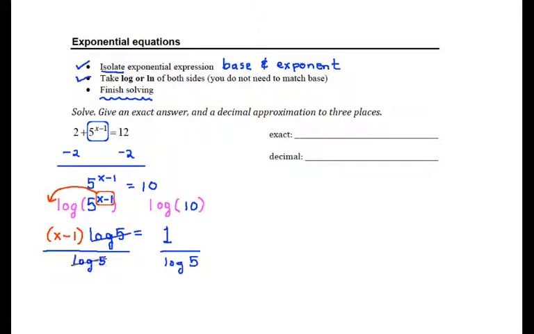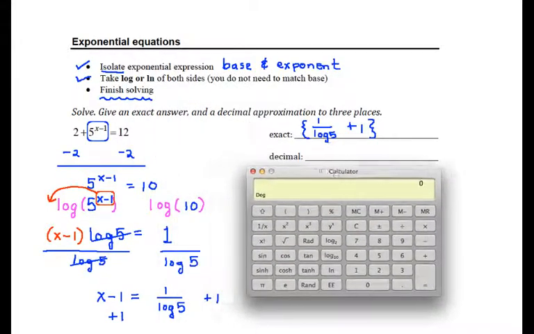And that gets it canceling from the left-hand side. And I now have x minus 1 equals 1 over the log of 5. And finish solving for x by just adding 1 to both sides. So that my exact solution, there's only one solution, it is 1 over the log of 5 plus 1.